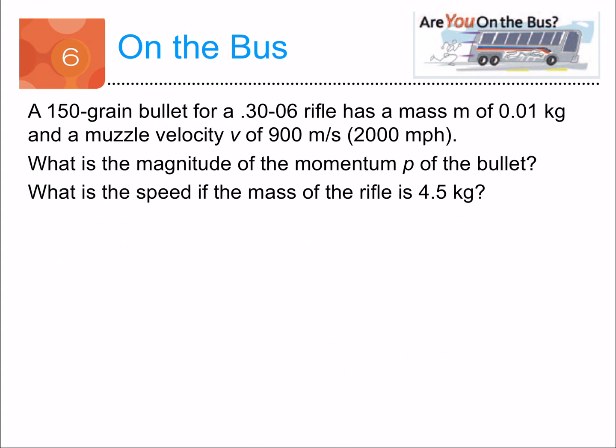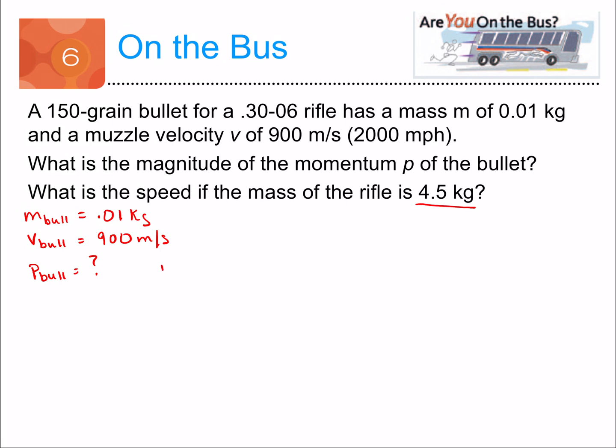So let's try this problem. We have a bullet that has a mass of 0.01 kilograms. So we're going to say the mass of our bullet equals 0.01 kilograms. The bullet has a muzzle velocity of 900 meters per second. You're asked to find the momentum, so we want to know P of the bullet. And you're asked to find the speed if the mass of the rifle is now 4.5 kilograms.